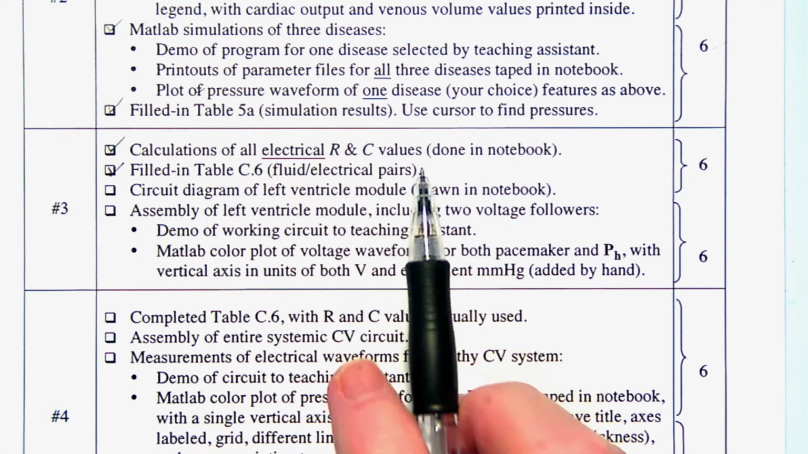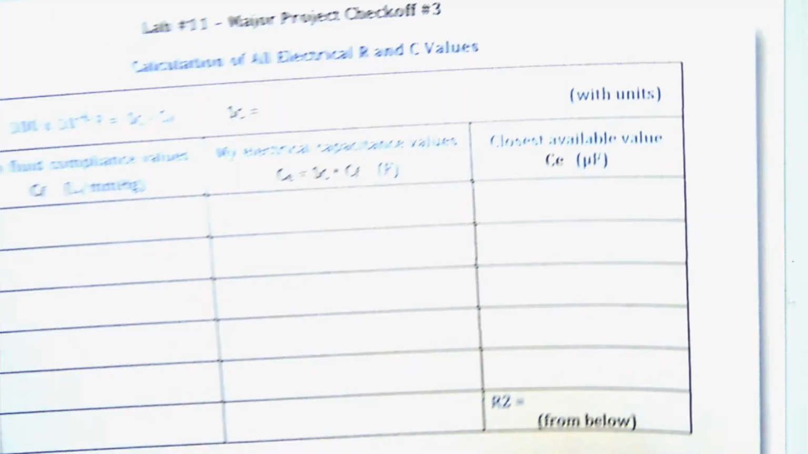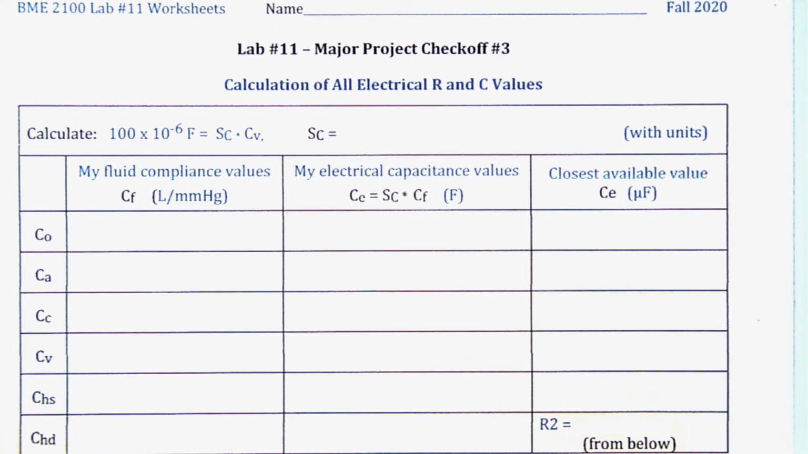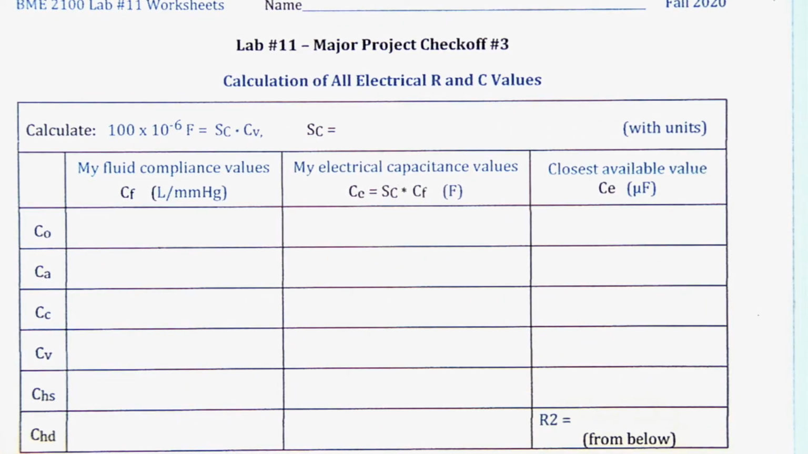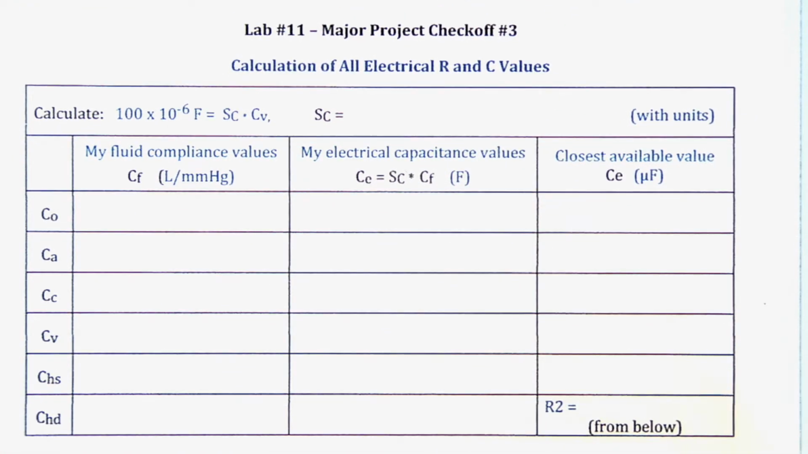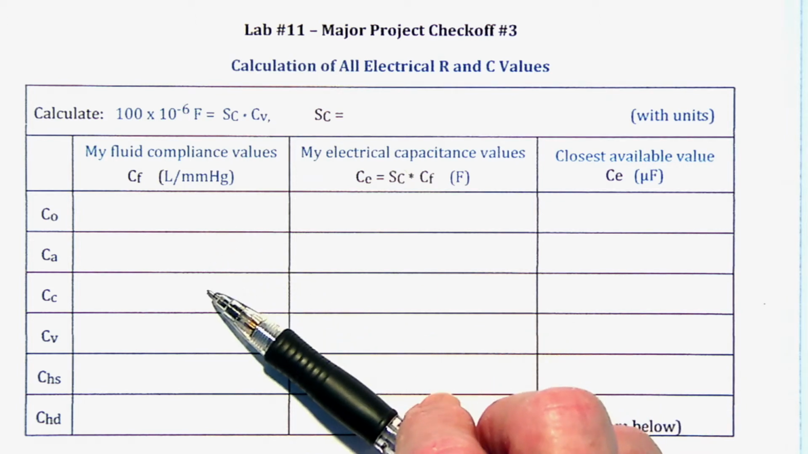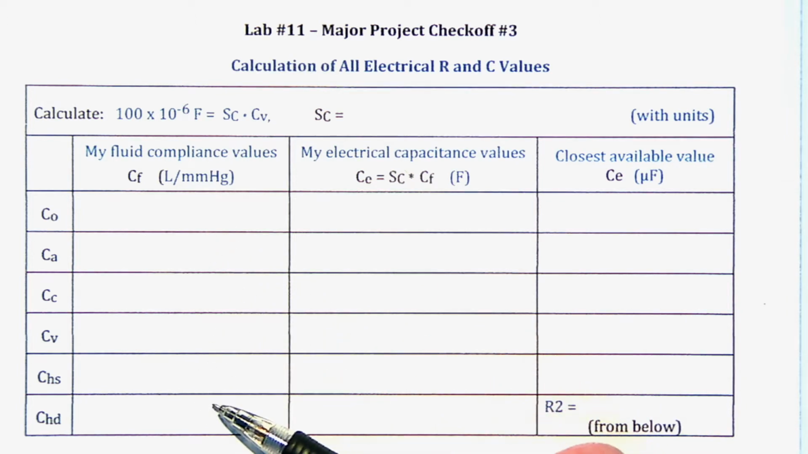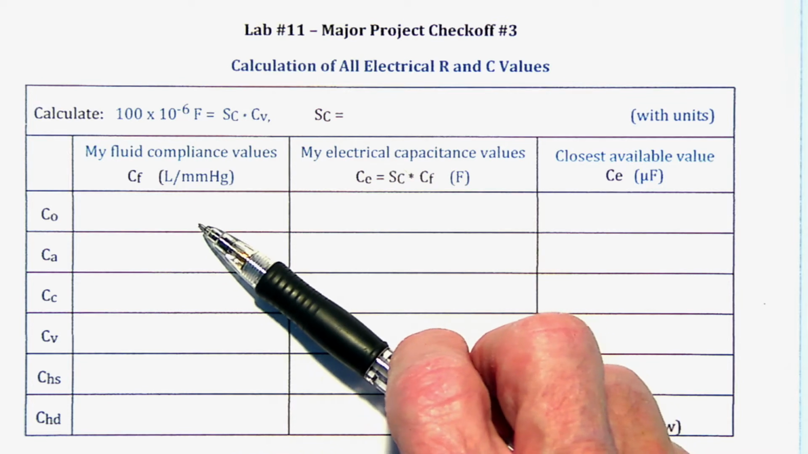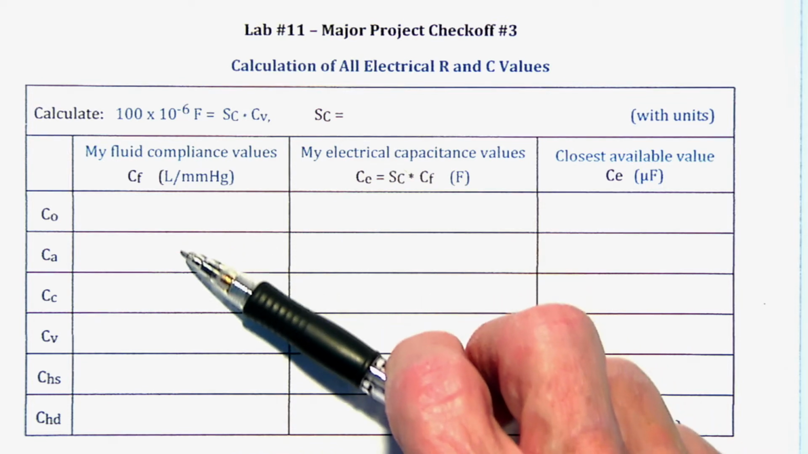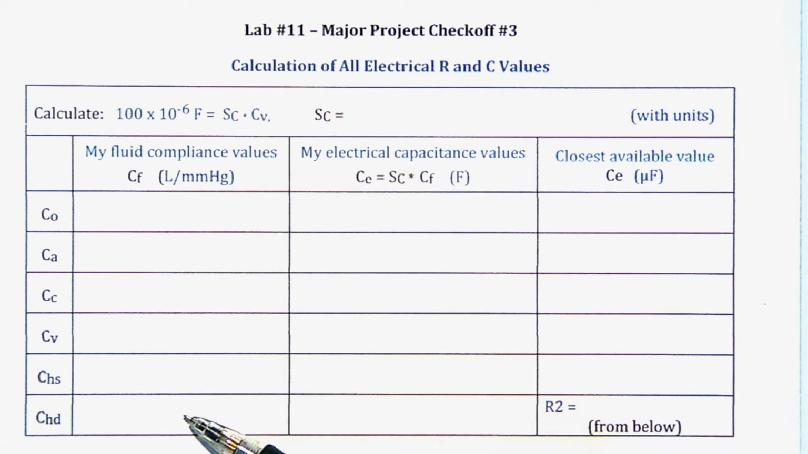Going on, we next need to calculate all of the electrical R and C values. You've started this in your homework last week, but let's review some of the aspects of this. Here is the table we need to fill out. Over on the leftmost column, put in all the fluid compliance values that you got for the MATLAB program and that were listed in lab number 6, which was checkoff 1. Put those values here of the fluid compliance values.